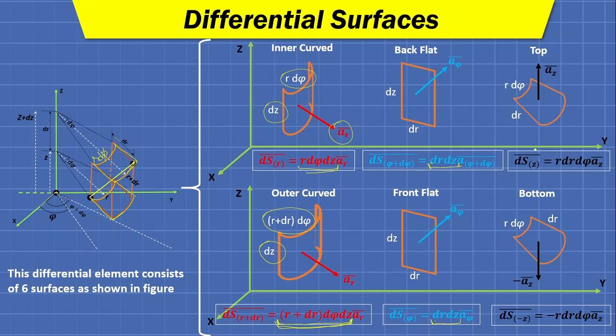Now the top and bottom surfaces. We can show that the top surface has the direction az bar and the bottom surface has the direction negative az bar. The magnitude of both the surfaces is the same, that is r dr d phi. Here r dr d phi is the magnitude, and minus stands for the negative direction of z. So this is how we can understand six different surfaces for the differential element in the cylindrical coordinate system.